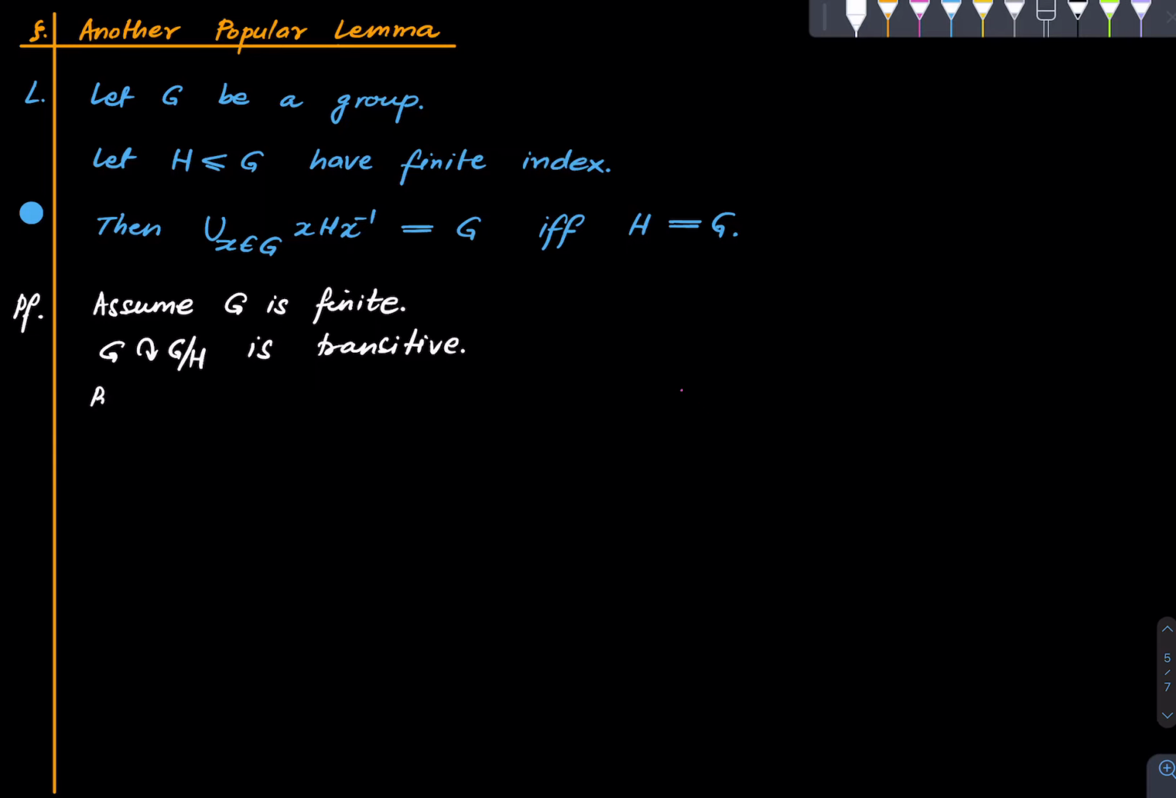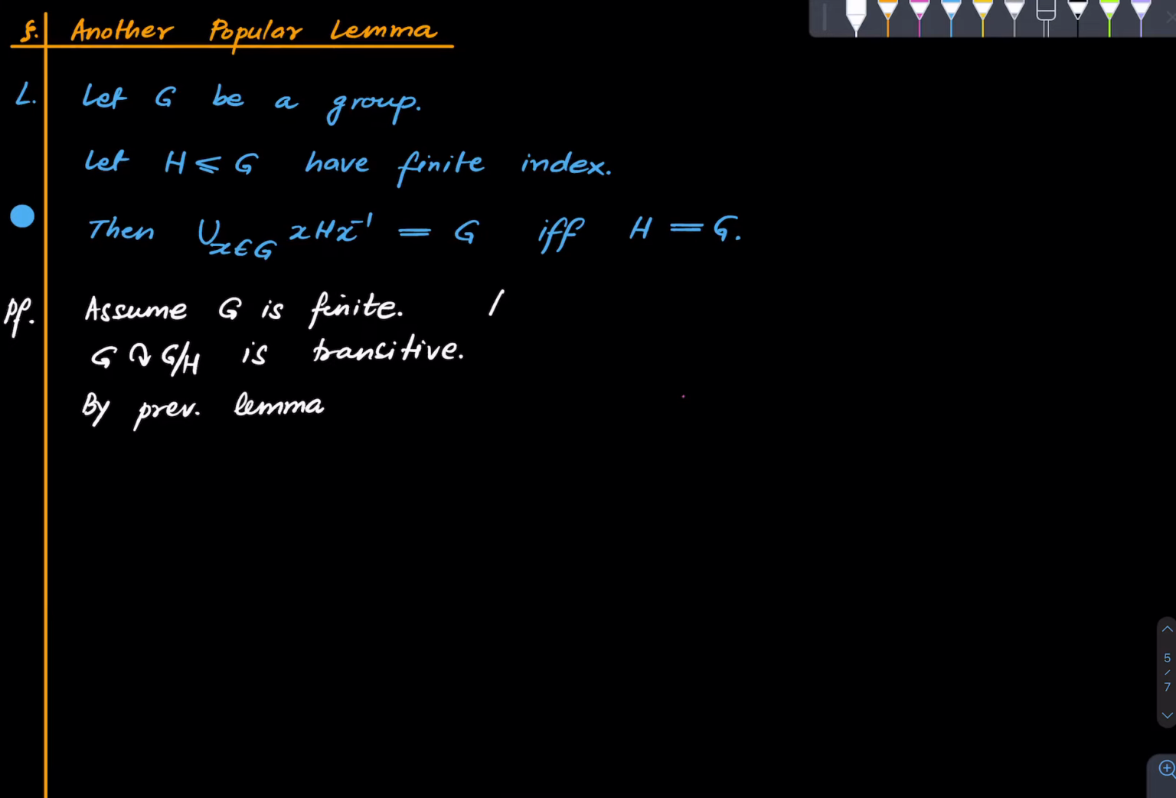By the previous lemma, suppose H is a proper subgroup, that is, the index is at least 2. That is to say that the size of this set is at least 2. Okay, so by the previous lemma, since the cardinality of this is at least 2, there is some g in the group such that fix g is empty.